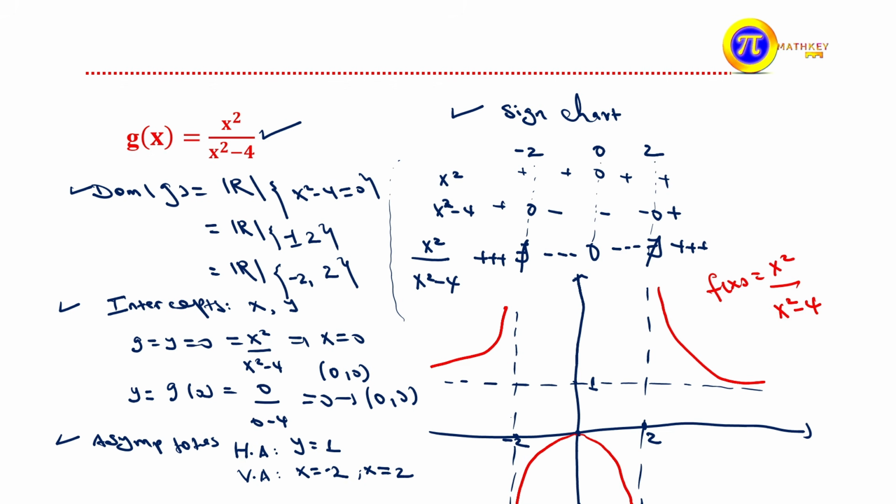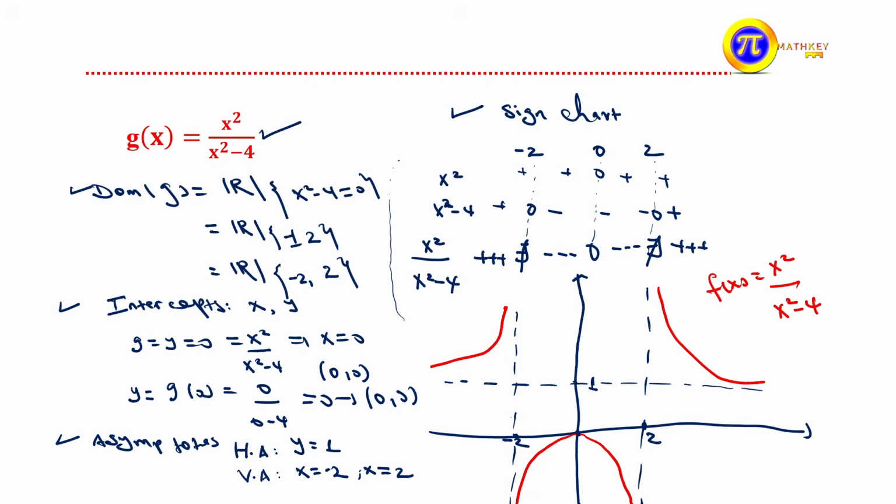Determine the domain. To sketch the graph of a rational function, the first thing that we try to do is determine the domain of your function. The second one, you try to determine the intercepts, if any exist.